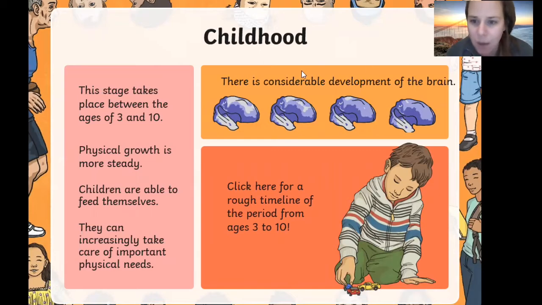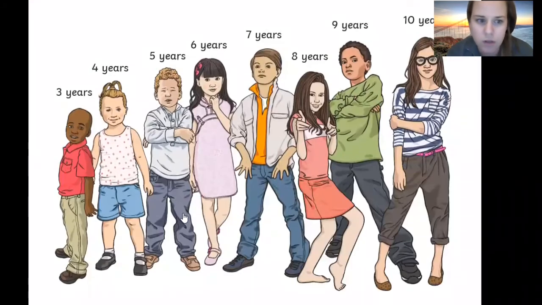Okay, there is, however, although there's not a considerable amount of change within a year or month on month for children, there is a lot of development going on in the brain. So let's have a look at the rough timeline. So we've got 3-year-old, 4-year-old, 5-year-old. You can see the growth is quite significant, but actually there's not that much difference between each individual year. When you look at the 10-year-old in comparison to the 3-year-old, there is, but actually between the 3-year-old and the 4-year-old, not so much.